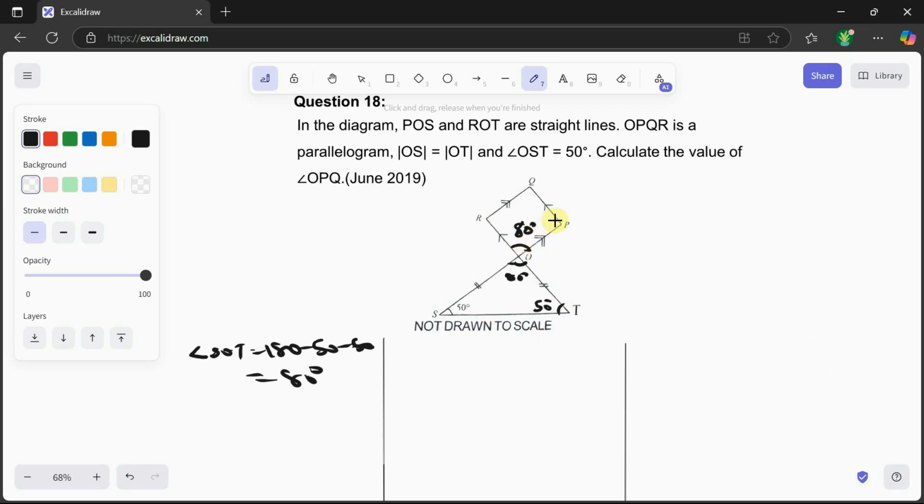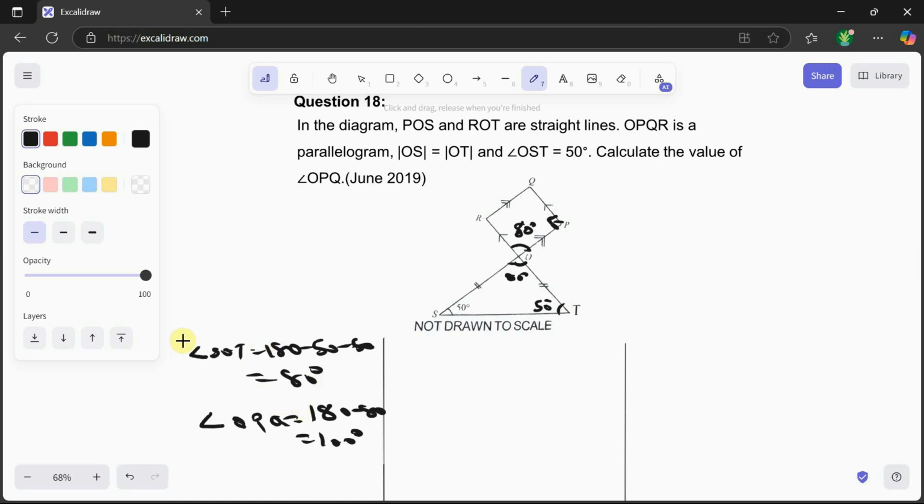Given that consecutive angles are supplementary, if this angle is 80 degrees, the consecutive angle, the angle next to it, would be, if I come here, angle OPQ equal to 180 minus 80, and that will be 100 degrees, because supplementary means they add up to 180 degrees. So this angle plus this angle must be 180 degrees. So if this is 80 degrees, the other is 180 minus 80, and that will give you 100 degrees.